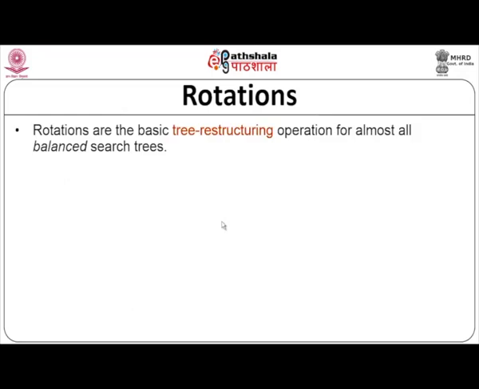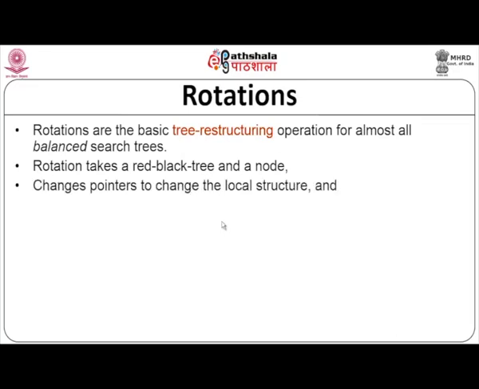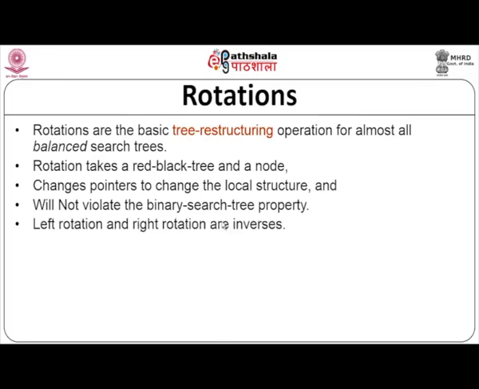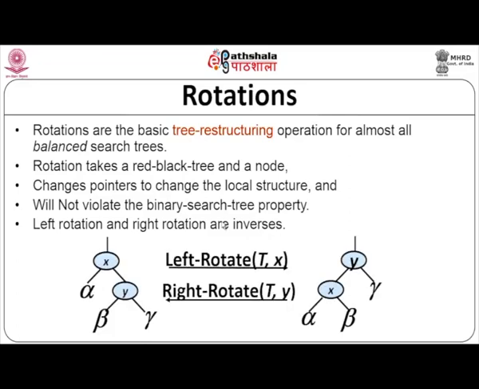Rotations are the basic tree restructuring operations for almost all balanced search trees, balanced binary search trees, not even just binary, everything. Rotations are what we do for tree restructuring. We have seen that when we discussed AVL trees. Now, rotation takes a red black tree and a node and changes the pointers to change the local structure and will not violate the binary search property, as we have seen. You have left rotation and right rotation, they are inverses of each other normally.